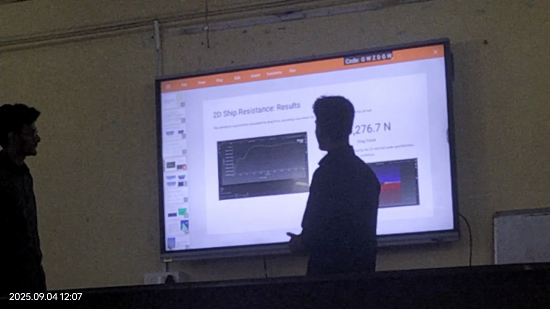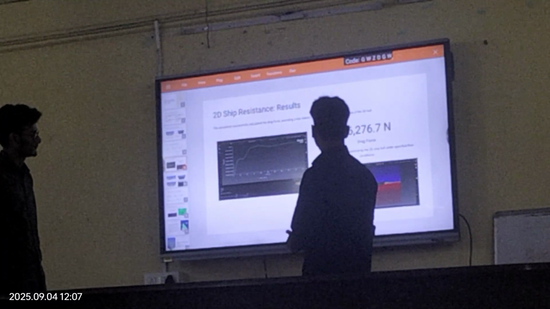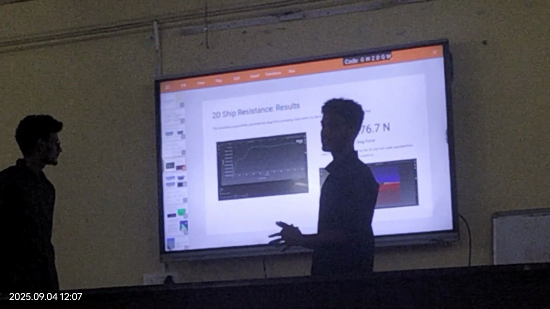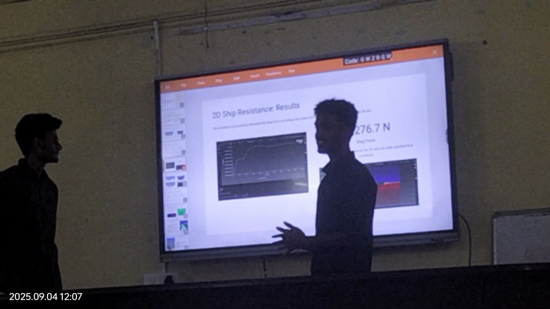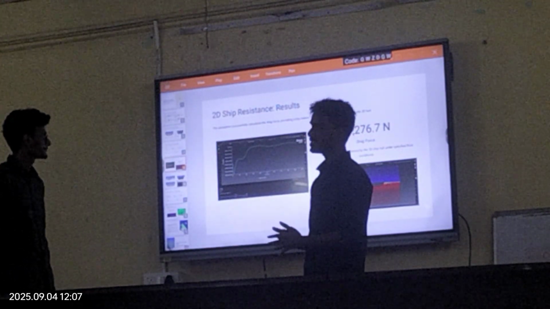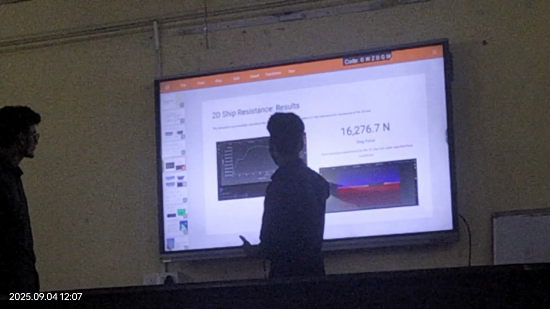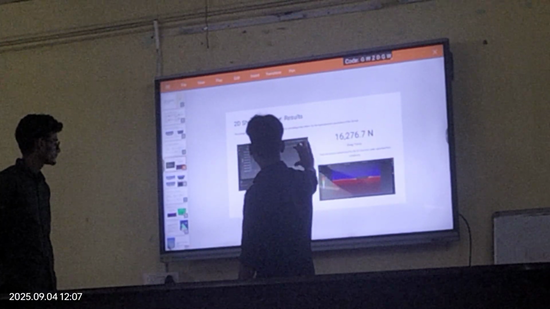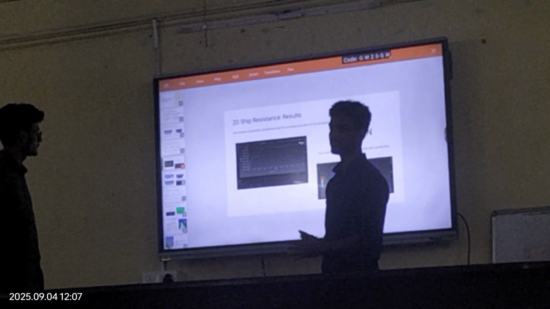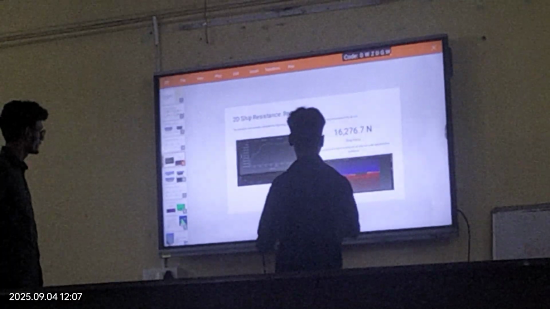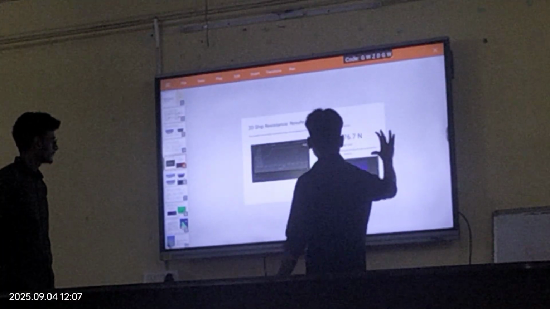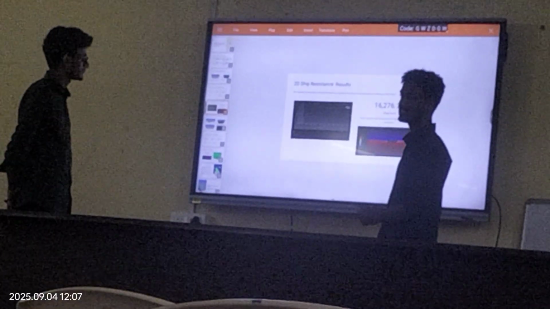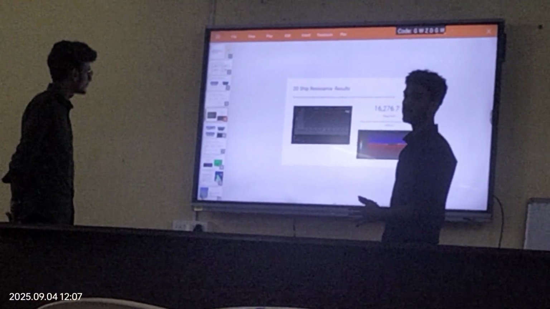For the 2D hull, we get the geometry, and after going through meshing and the physics model, using the RANS model, we solve the settings. This graphical representation describes the contours and values of the ship hull resistance. We have obtained a resistance of around 16,276.7 newtons by calculating the 2D hull resistance.